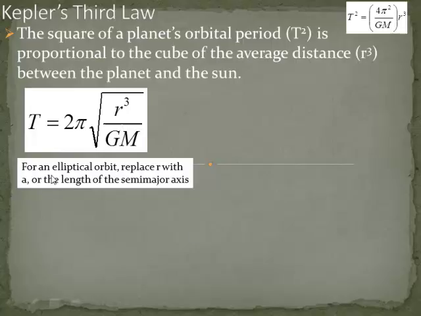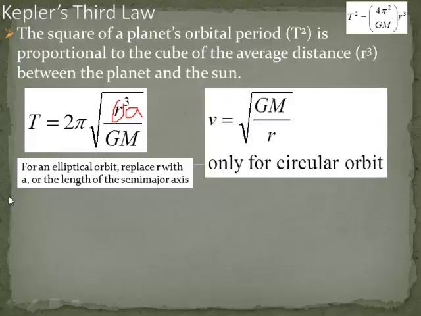Just as a note, for an elliptical orbit, you want to replace this r here with an a, and that's the length of the semi-major axis. We'll be going over what semi-major axis means on the next couple of slides. And the other equation that we typically use for Kepler's third law is v equals the square root of GM over r. That may look familiar from the energy videos that you guys already watched.